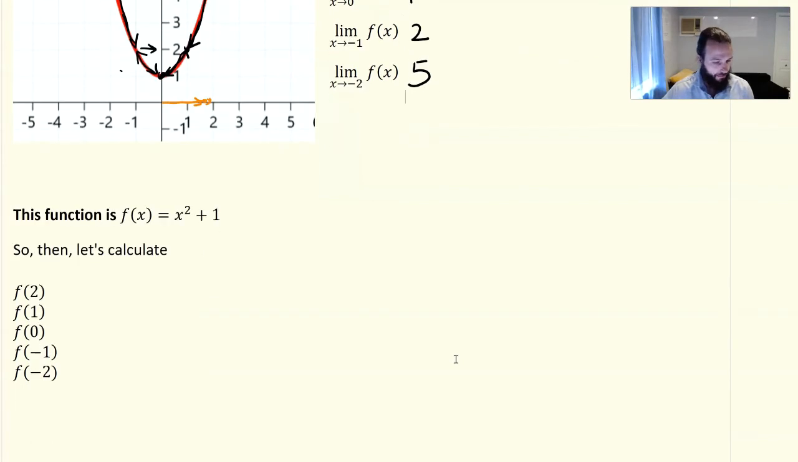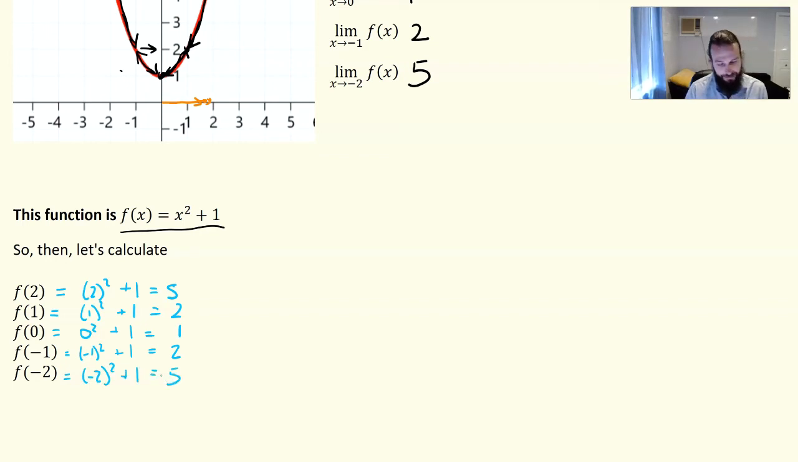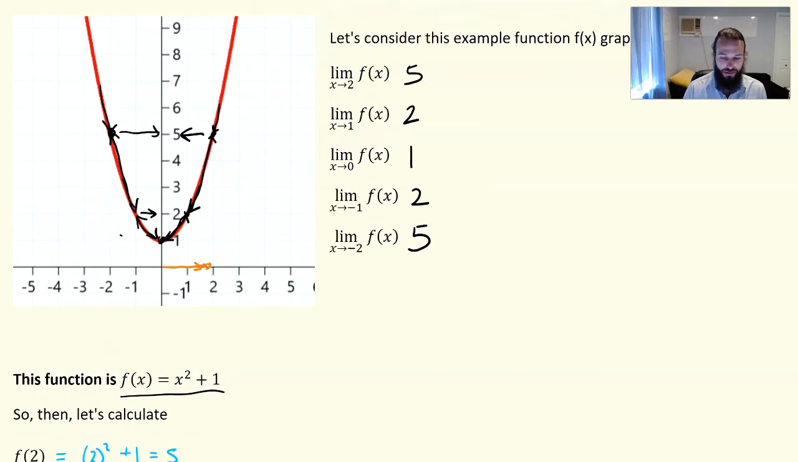Now, if this seems easy, pretty well is. The function above is x squared plus 1. So let's actually just calculate these. Let's take the f of 2, and we're going to get 2 squared plus 1, which is 5. The f of 1 is 1 squared plus 1, which is 2. The f of 0 is 0 squared plus 1, which is 1. The f of negative 1 is negative 1 squared plus 1, which is 2. And the f of negative 2 is negative 2 squared plus 1, which is 5. Those values match what we found before when we did the limits.